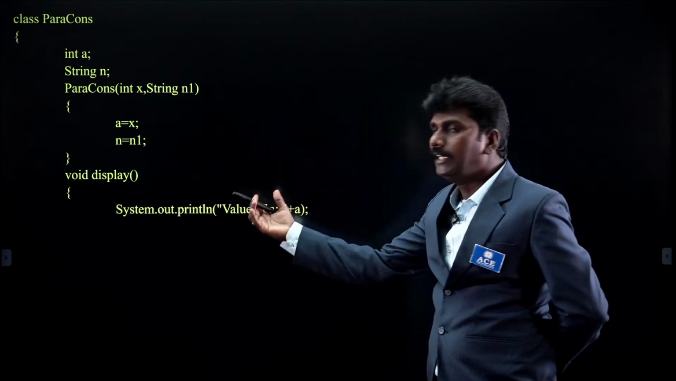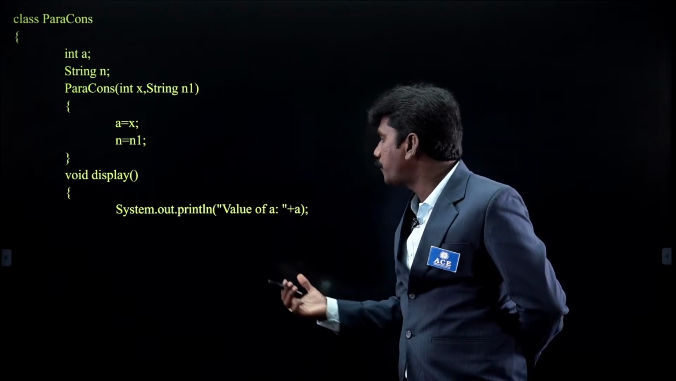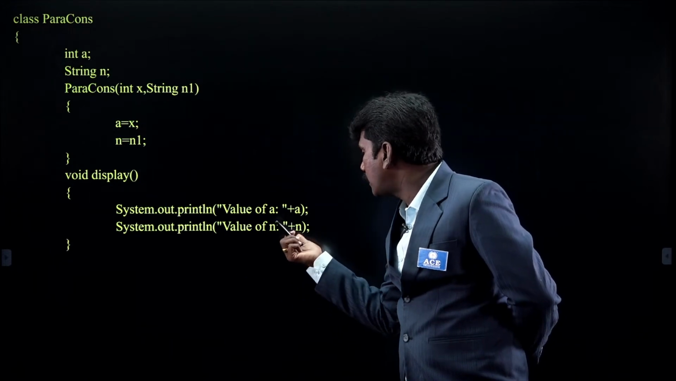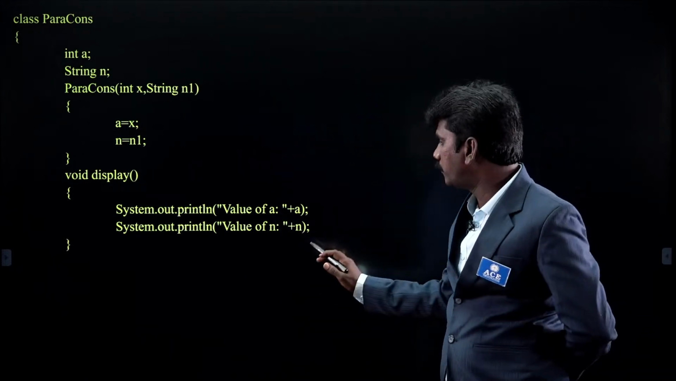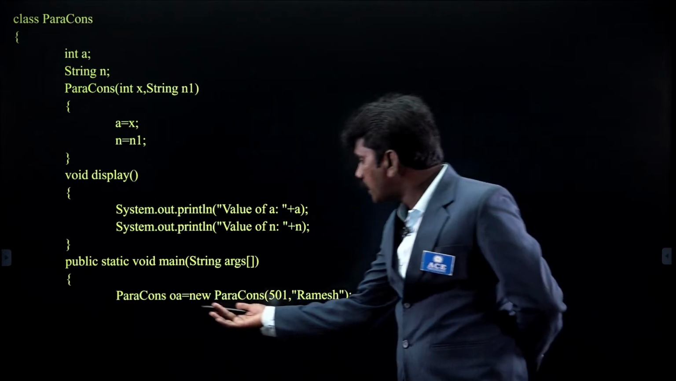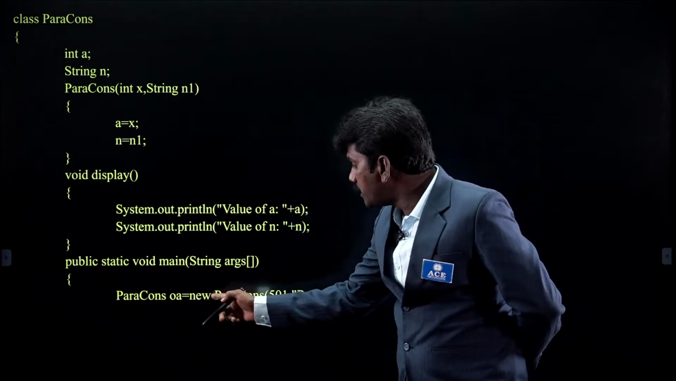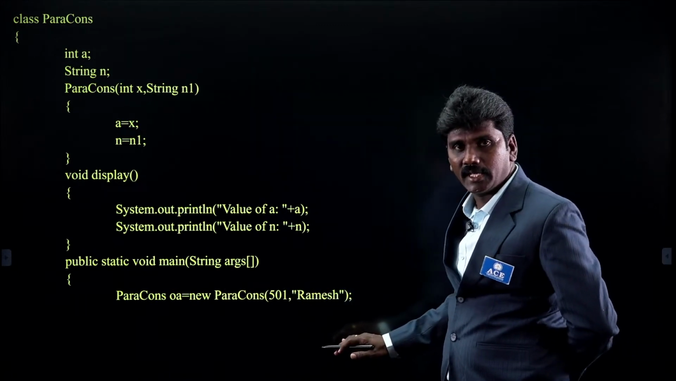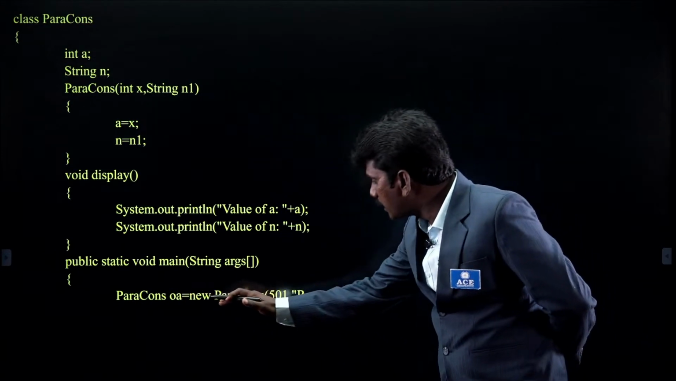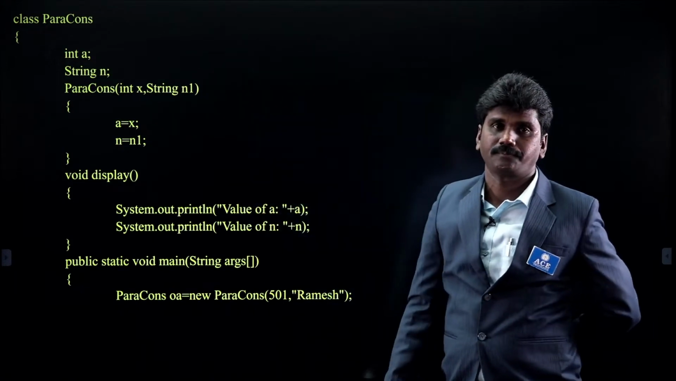And then we have the display method. Inside this display method, we print the value of a, and then the value of n, whatever the n value exactly is, that we would like to print. And then let us see here, we are creating one object, OA is equal to new paracons. What we are doing here? Here we are creating one object, and while creating the object itself, we are calling the two parameterized constructor.